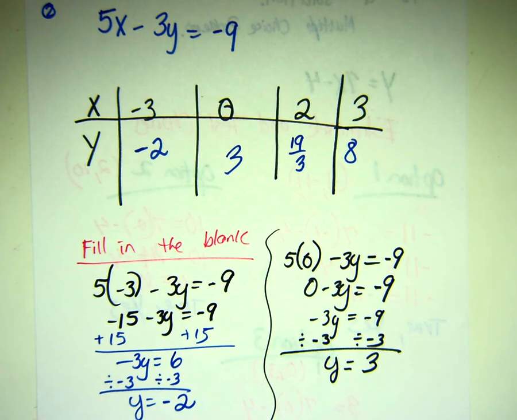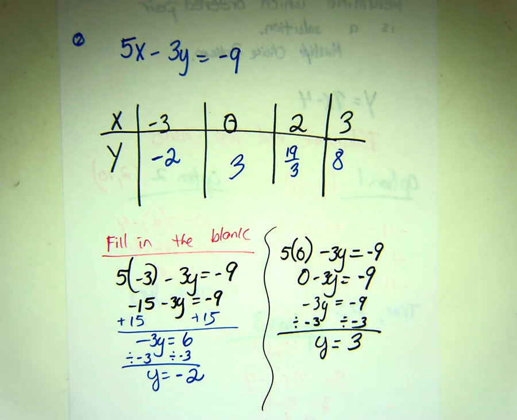Given that x is -3, I substituted x as -3, so now I got 5 times -3 is -15. Bring down your -3y, bring down your -9. These are coming from the actual equation itself. We want to solve for y. By doing that, we combine like terms by adding 15 to both sides. Then we divide everything by -3. Hence, y is 2. So we fill in the blank right here.